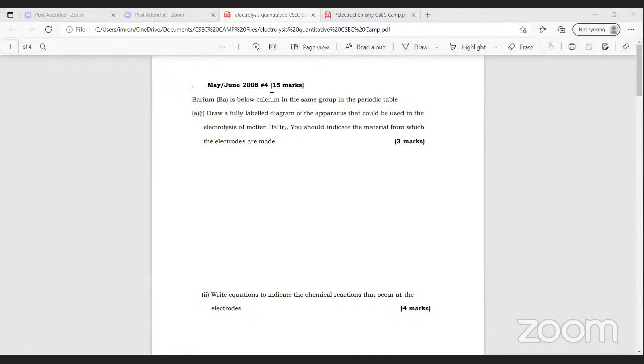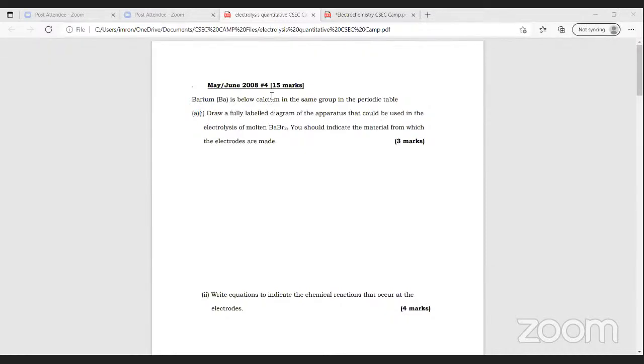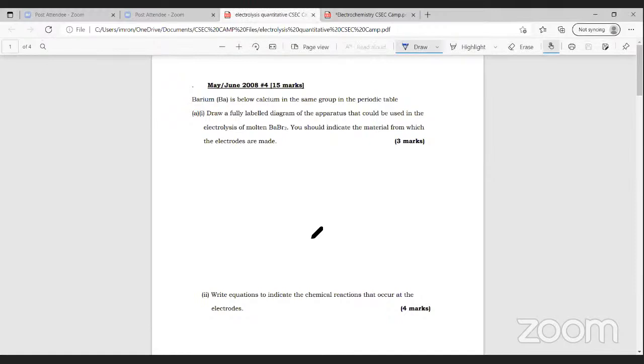It says barium is below calcium in the same group of the periodic table. Draw a fully labeled diagram of the apparatus that could be used in the electrolysis of molten barium bromide. You should indicate the material from which the electrodes are made. All right, so I tell you, you have to be able to draw that electrolytic circuit. All right, so this would be similar to what we looked at first. All right, let me see if I can sketch it, and this is just a sketch, folks.